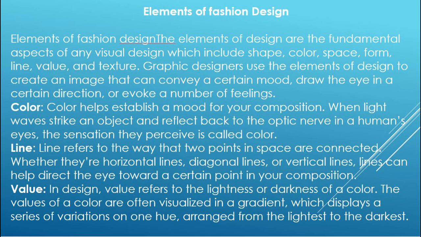Color. Color helps establish a mood for your composition. When light waves strike an object and reflect back to the optic nerve in a human's eye, the sensation they perceive is called color. Line. Line refers to the way that two points in space are connected, whether they are horizontal lines, diagonal lines, or vertical lines. Lines can help direct the eye toward a certain point in your composition.